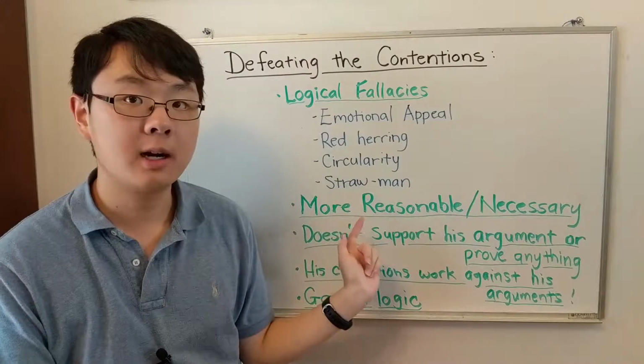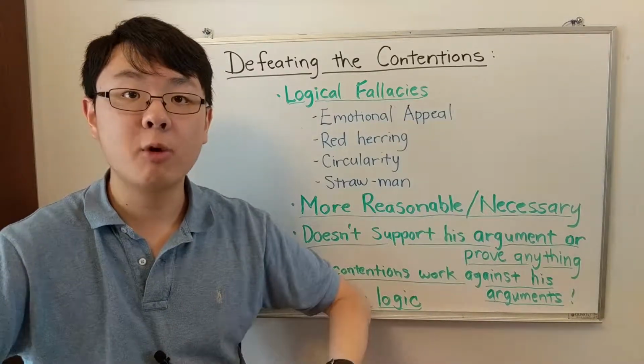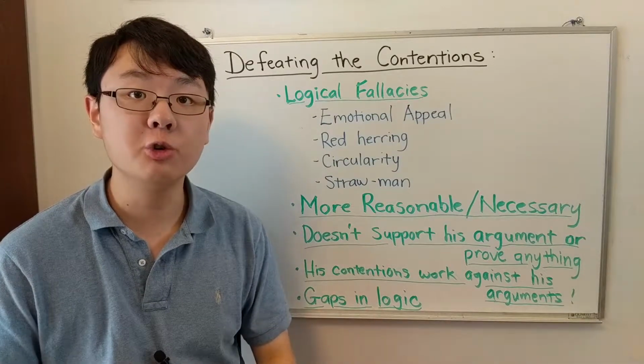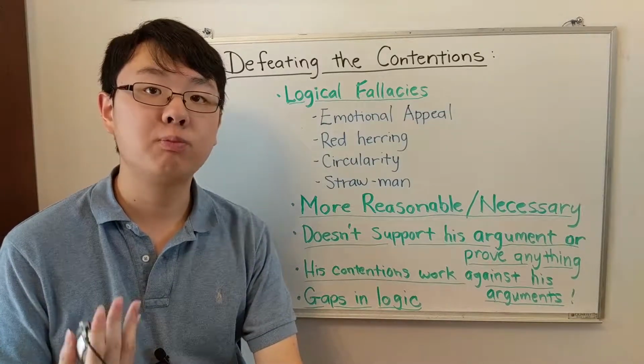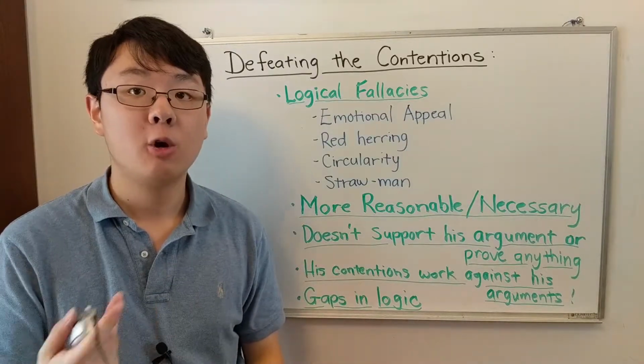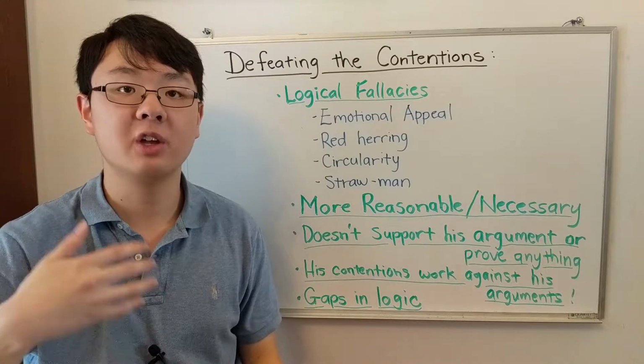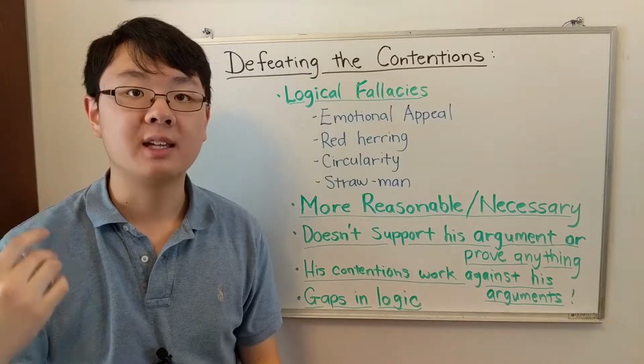The second way, you can argue that your contentions are more reasonable or necessary. The judges should be voting based on the resolutions. They're going to think about which debater showed me better, which debater better convinced me, the AF or the neg. So just show that your contentions are more reasonable and more necessary and just better than your opponent's contentions.